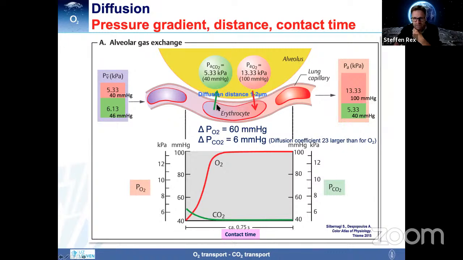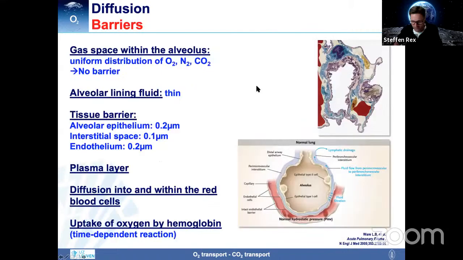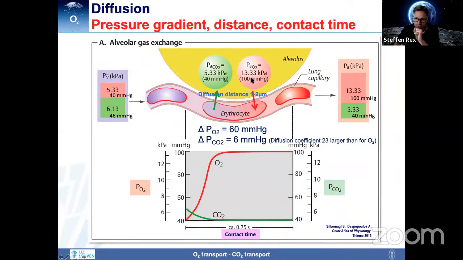And then we have the pressure gradients. For oxygen, you all know that oxygen enters the pulmonary artery with around 40 millimeters of mercury, and in the pulmonary veins the PaO2 is around 100. And in the alveolus, as I told you already, we also have 100 millimeters of mercury partial pressure of oxygen. So we have a pressure gradient of 60 for oxygen.